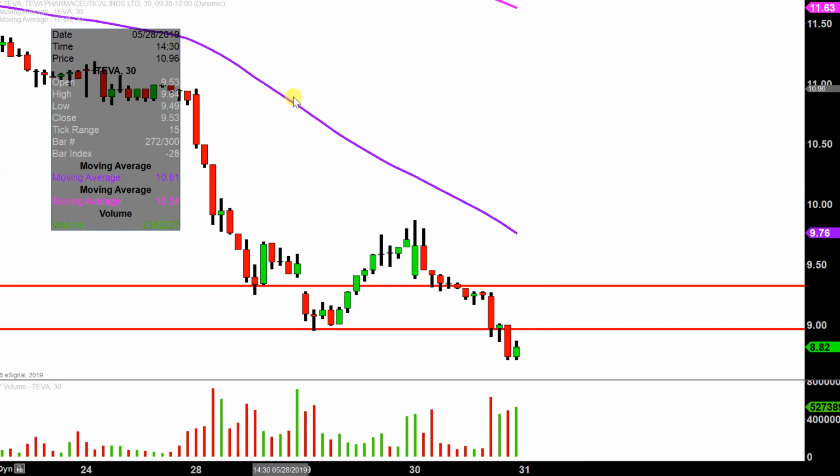You'll also want to keep an eye on the purple line right there, the 50-period moving average. However, I'm probably getting a little bit ahead of myself talking about that level because first off, the price just needs to break above those areas of resistance at those points.